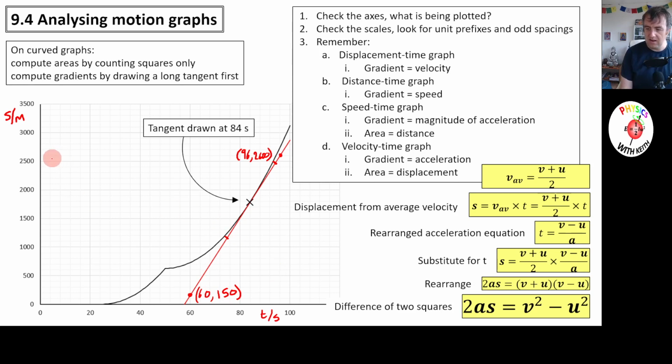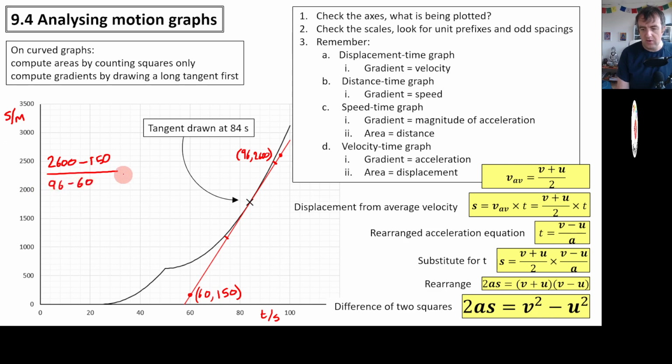And then I'll do my gradient calculation, which is the difference in the y-axis, 2600 subtract 150, divided by the difference in the x-axis, 100 subtract 60... There we go. And I'll chuck that into my calculator. You chuck that into your calculator. That would give you your gradient.